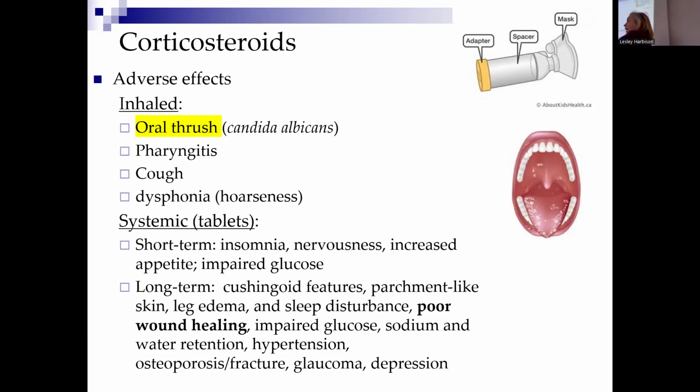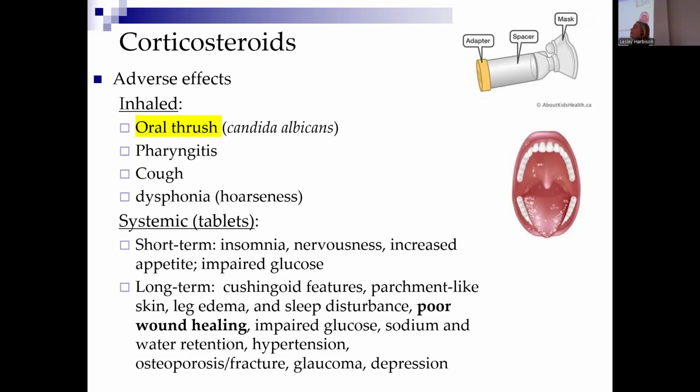Systemic, there's tablets, so swallow a pill. Systemically, there's short term effects if they take the medications that are more systemic than localized. They might have insomnia, nervousness, increased appetite, impaired glucose. So if they're diabetic, that could be an issue. Long term, the Cushingoid features: Cushing's disease is a condition, and Cushingoid features are things that resemble Cushing's disease.